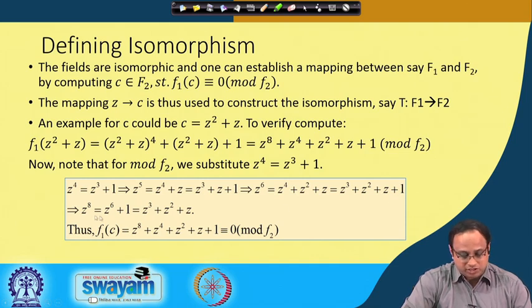Again, I can get Z to the power of 8 by directly squaring this. So, I get that as equal to Z to the power of 6 plus 1, and I replace Z to the power of 6 by this expansion. So, I get Z cube plus Z square plus Z.